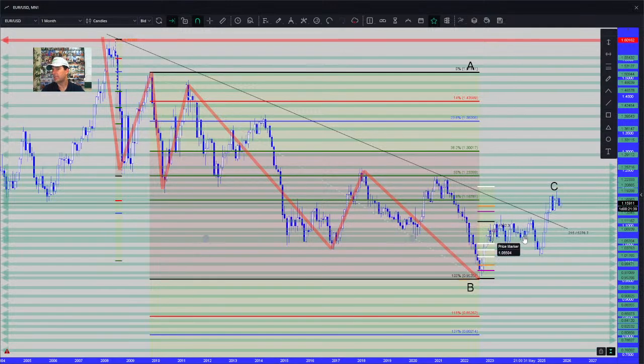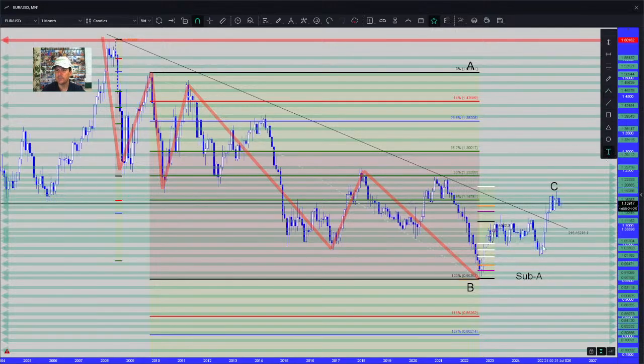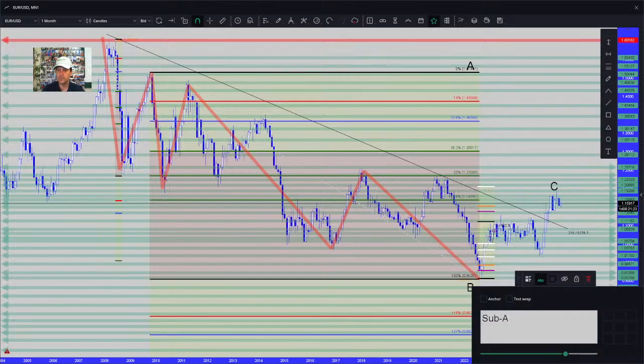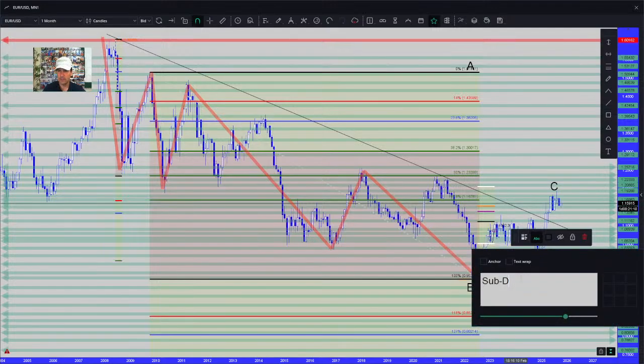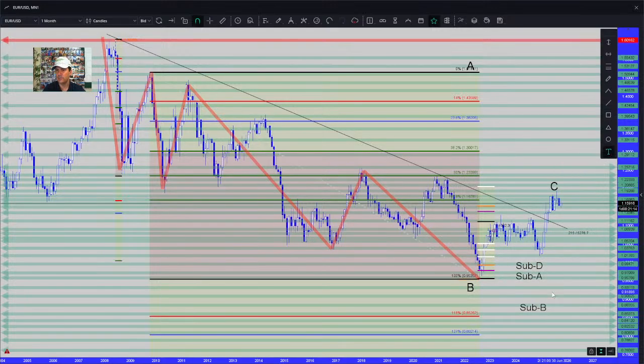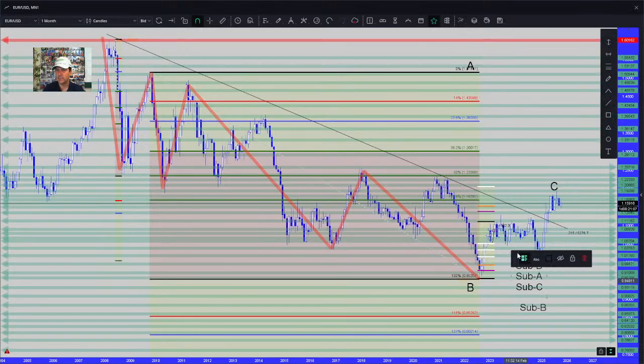Right, we've learned that the Fibonacci is not the market wave, so okay, give me a second. I'm going to have the sub A, as always, right? We're going to have the sub A, and then the sub B, and then the sub D, and then the sub C, sub A, sub B, sub C, sub D. Give me a second.